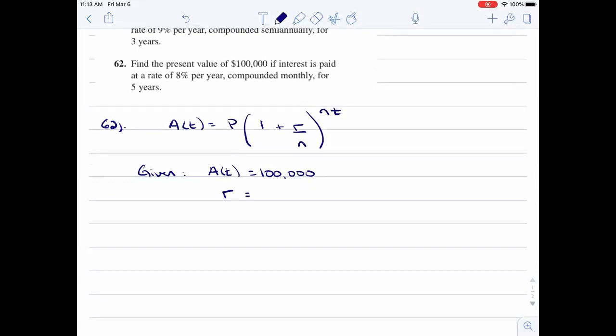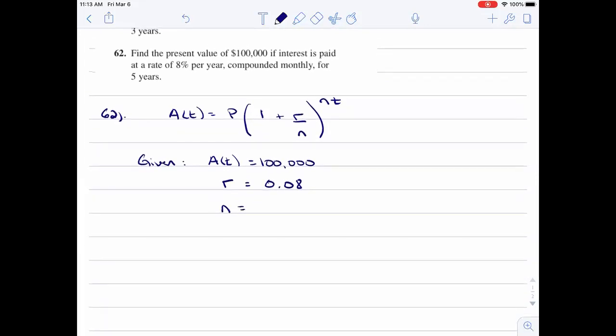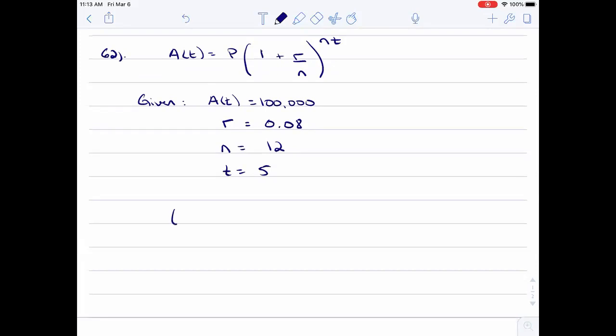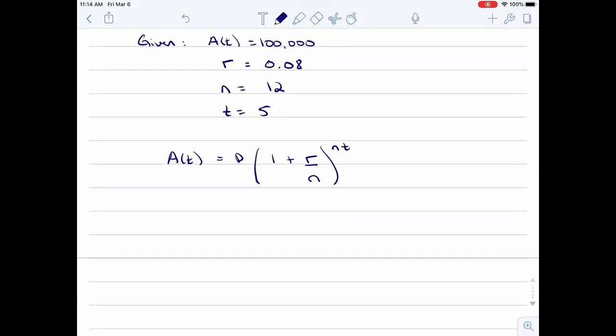The interest rate is 8%, so I'm just going to write 0.08 right away, just to remind myself that I have to use decimals. And the compounding, it's compounding monthly, so my n, the number of compoundings per year, is going to be 12. And then t is the time in years, which must be 5. So now, starting with the empty shell for the formula again, 1 plus r over n to the power of n t, I can plug these values in and then solve for P.